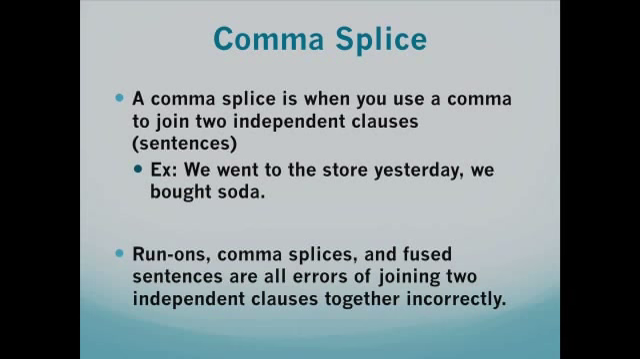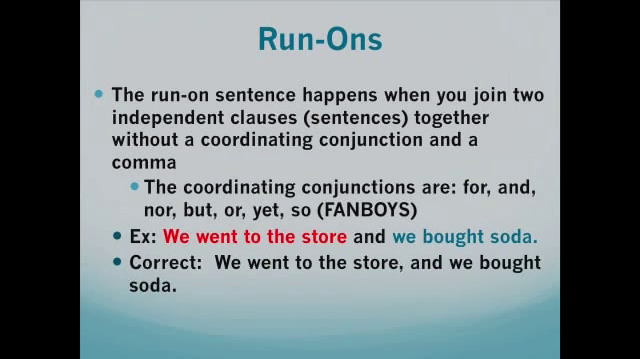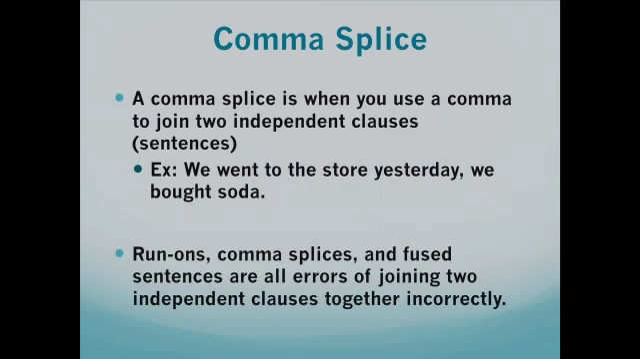A comma splice is when you use just a comma to join the two independent clauses. And remember, independent clauses are just sentences. We went to the store yesterday, we bought soda. That's wrong. We saw from the slide a second ago, we went to the store, comma, and we bought soda. So this is the correct way to write that. So we need to make sure that we have the comma and the conjunction. So if you have just the comma joining two sentences, you've got a comma splice. If you've got just a conjunction, you've got a run-on. These are all errors where we're joining two independent clauses together incorrectly. And remember, independent clauses are just sentences.